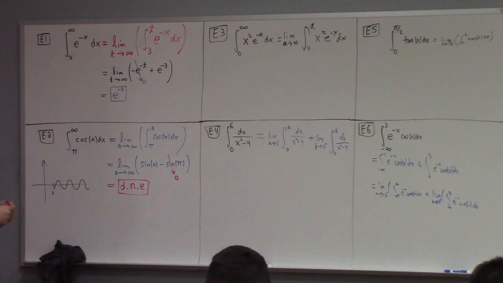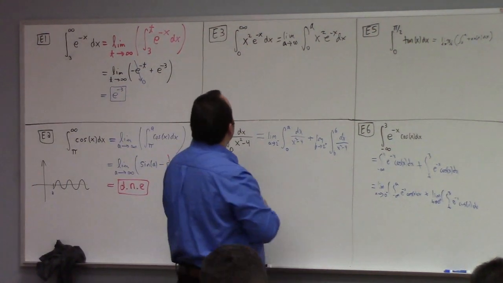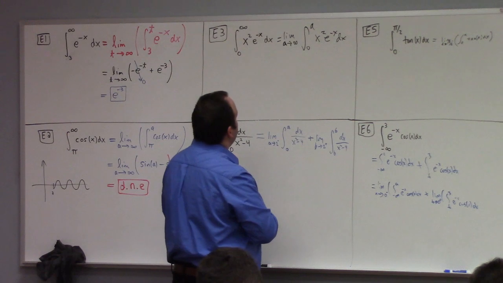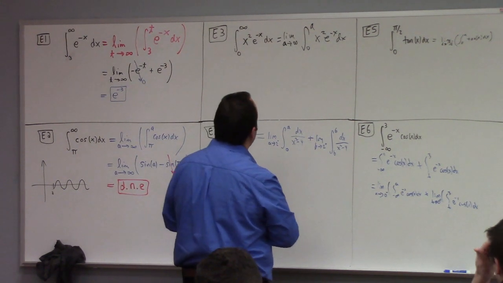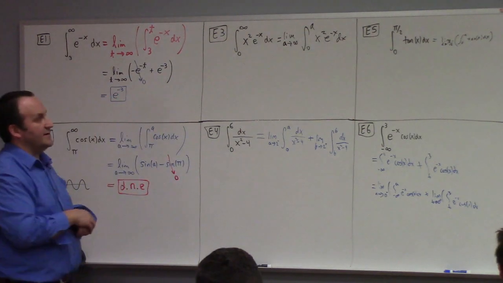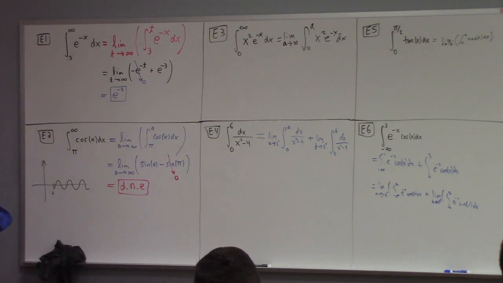Okay, next up, example 3, integral from 0 to infinity of x squared e to the minus x. I have the limit as a goes to infinity of the integral from 0 to a of x squared e to the minus x dx. We have a winner. Yes, that is correct. I cannot squeeze the solution to that one into this little box. We'll come back to this one, okay?